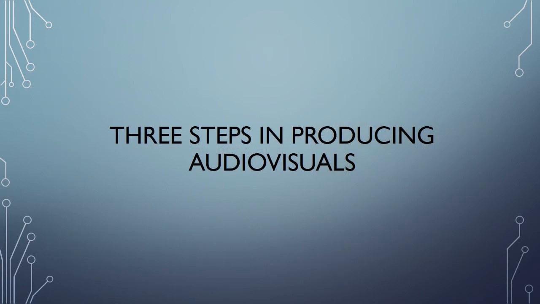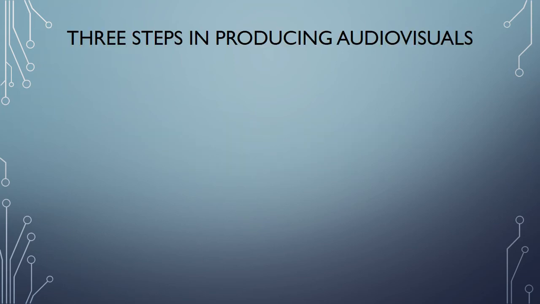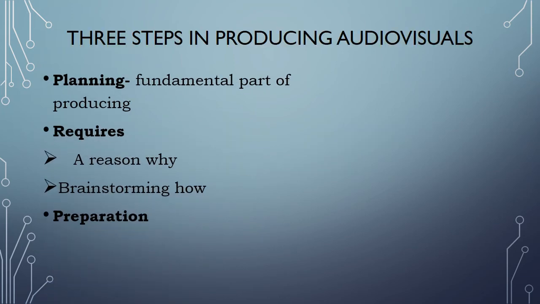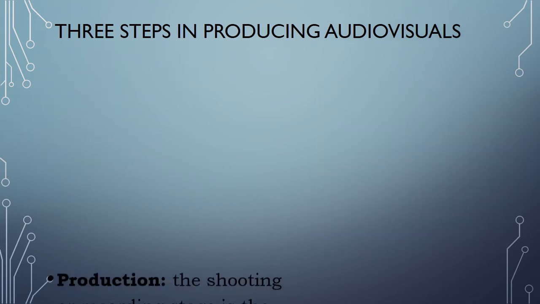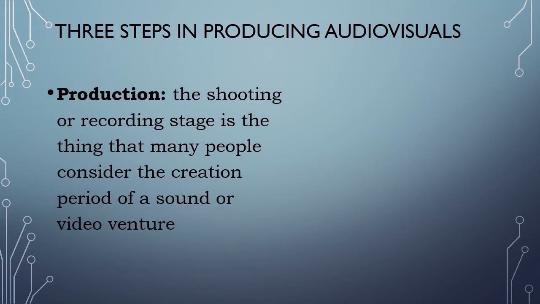There are three steps in producing audiovisuals. First is planning. It is the fundamental part of producing. It requires a reason or why, brainstorming or how. It also needs preparation. Let's proceed now to the production.